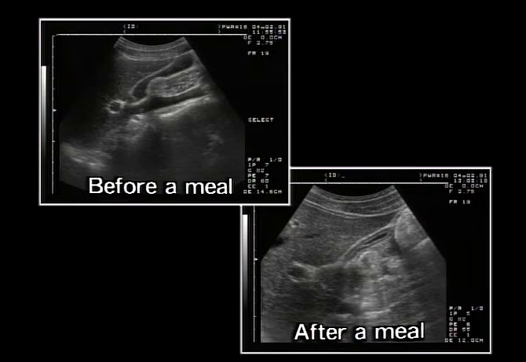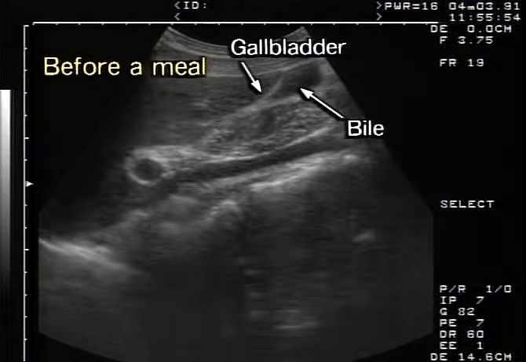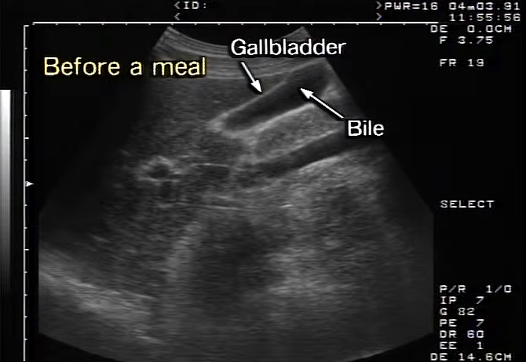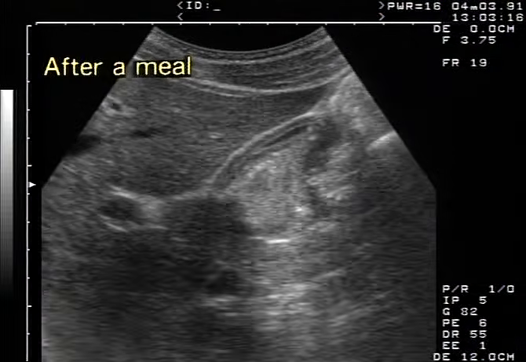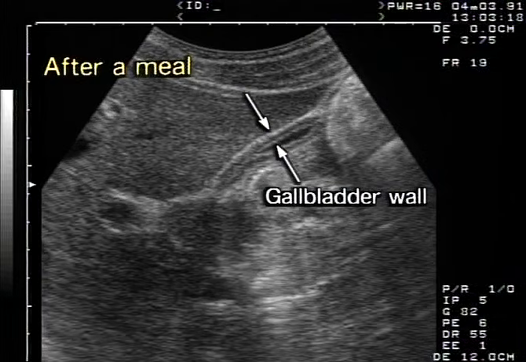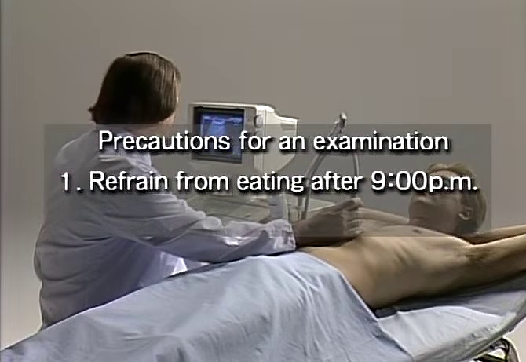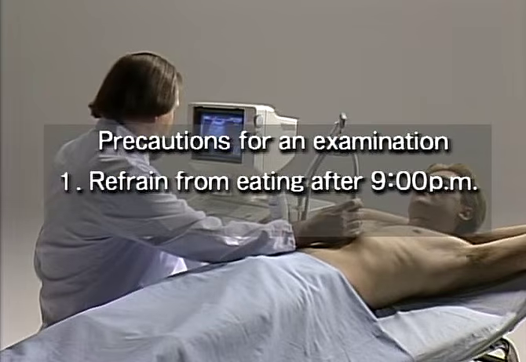The gallbladder discharges bile after a meal, then it shrinks. Therefore, the gallbladder wall appears thick and three-layered. This may result in an incorrect finding of cholecystitis. To avoid this, tell the patient not to eat after 9 p.m. on the day before the examination. The examination should be performed in the morning.